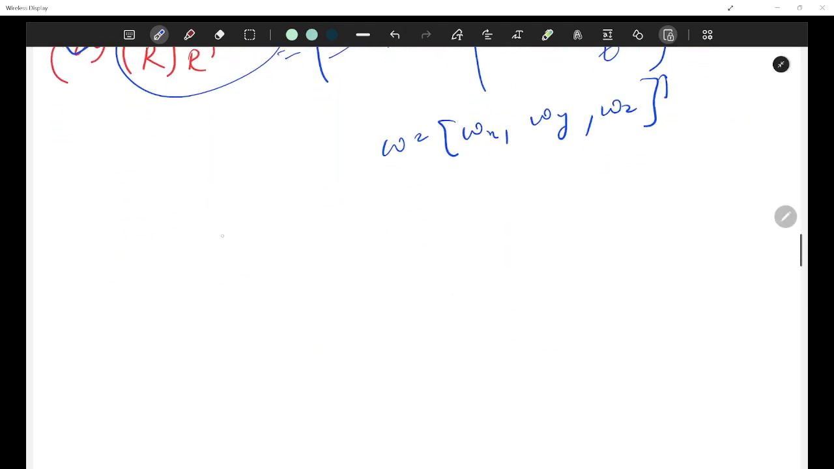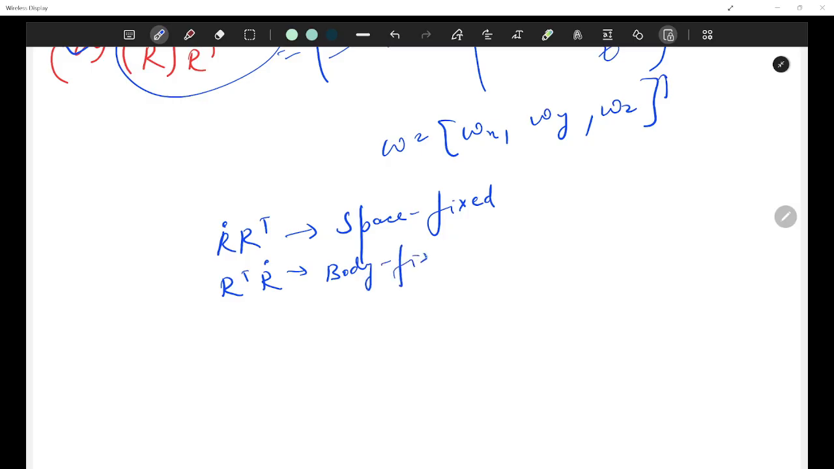One important conclusion from here is that r dot r transpose is space fixed, and r transpose r dot is body fixed. So angular velocity depends on where you multiply the derivative. Right multiplication is space fixed, left multiplication is body fixed. So this is the tensor transformation property.